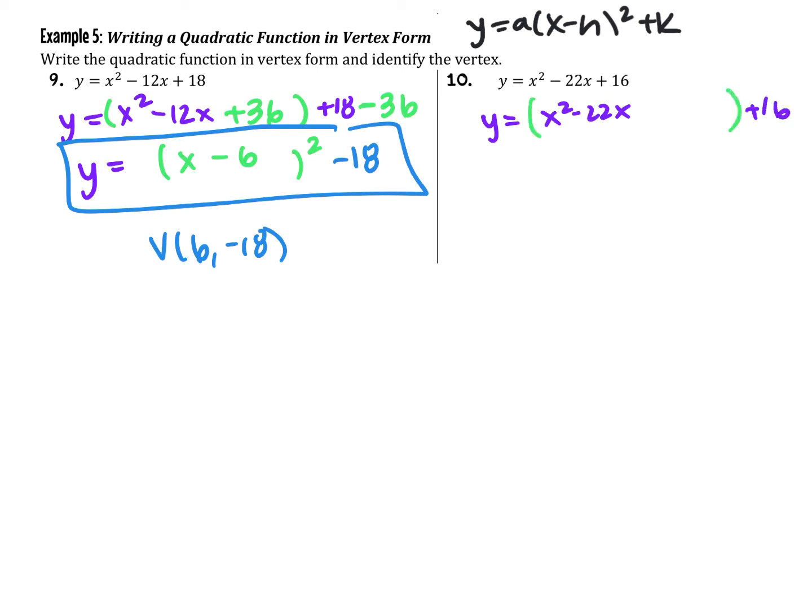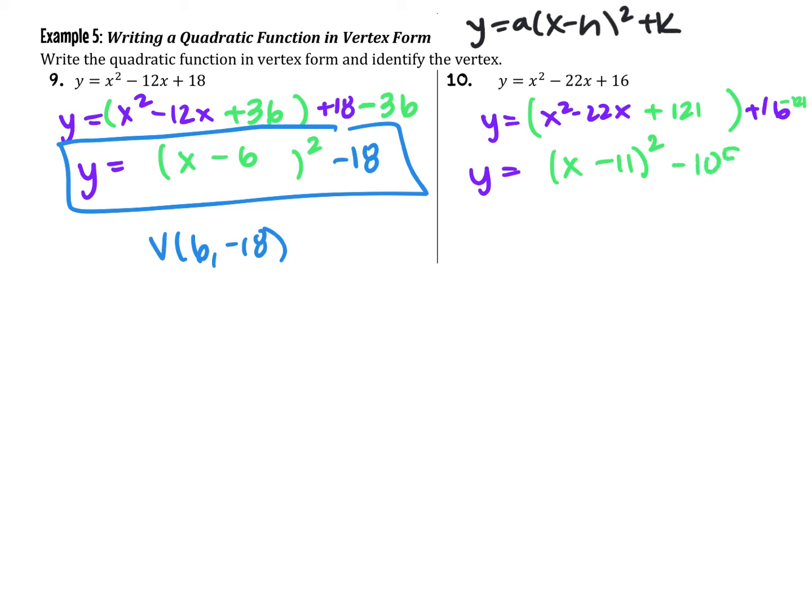So first, I'm going to move my 16 over. I'm going to figure out what I need to do to complete the square with this x squared minus 22x. Well, half of 22 is 11. So I'm going to have x minus 11 squared. If I square 11, I get 121. So I'm going to add 121 on the inside so that I can complete the square. And I'm going to subtract 121 on the outside to keep my equation balanced.